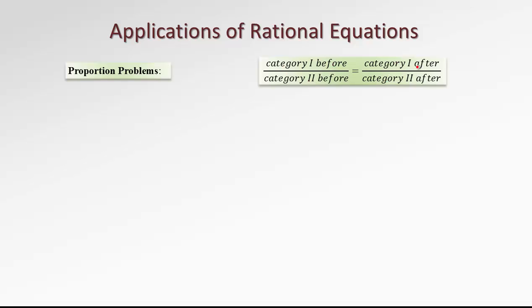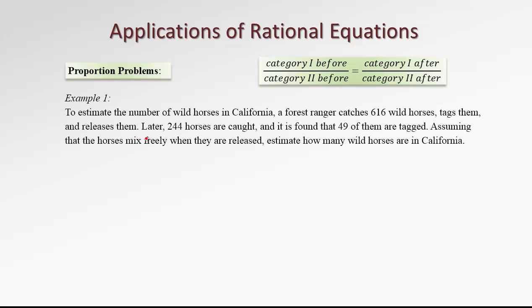To make sure that a proportion is written correctly, we need to remember to keep the same type of data at the same level. So for example, if we have two categories, we keep them at different levels, and the same type of data, for example, data before a certain change, should be kept in one and the same fraction, and data after a certain change in the other fraction. So let's see an application problem that can be solved by using proportions.